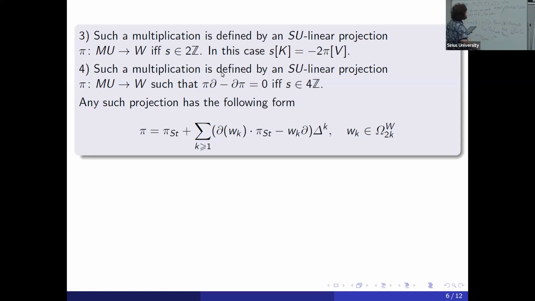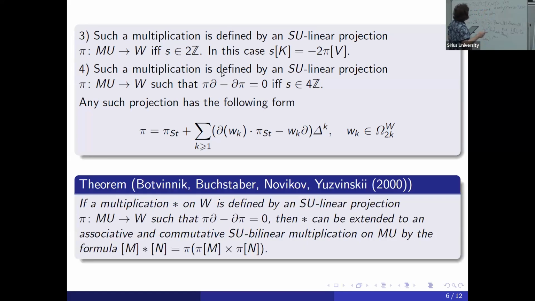And it's interesting because we have the following result of Botvinnik, Buchstaber, Novikov, Yuzvinsky: if we have such a projection which commutes with D, then the multiplication defined by it is a multiplication on W. But if this commutator is 0, then this multiplication can be extended to an associative and commutative multiplication on MU by this formula. It's an interesting observation from this paper. And it's exactly the multiplications which correspond to projections which commute with D.